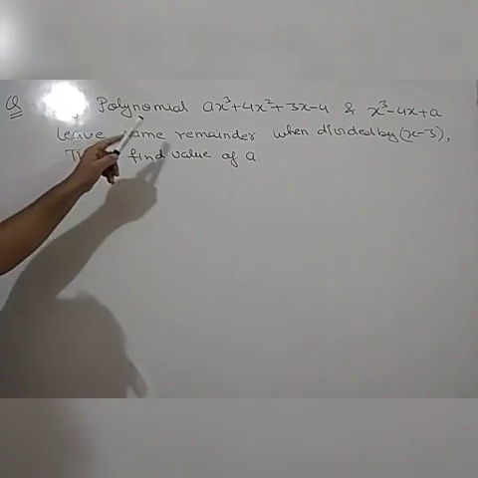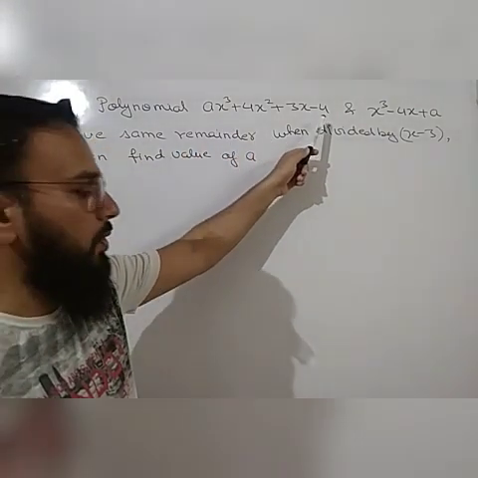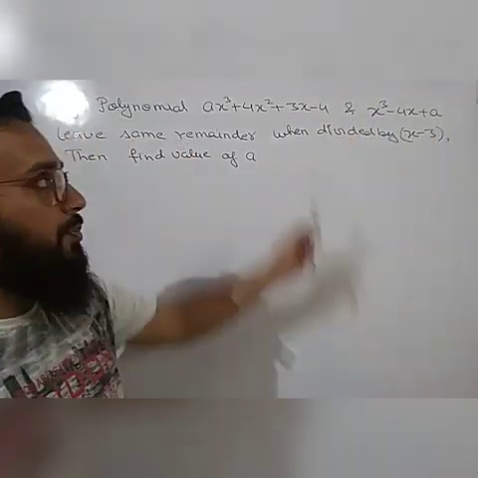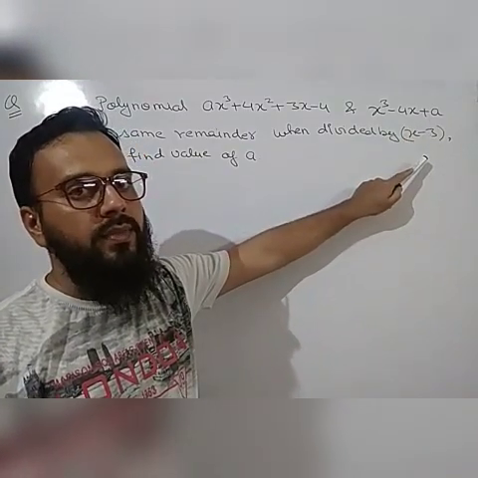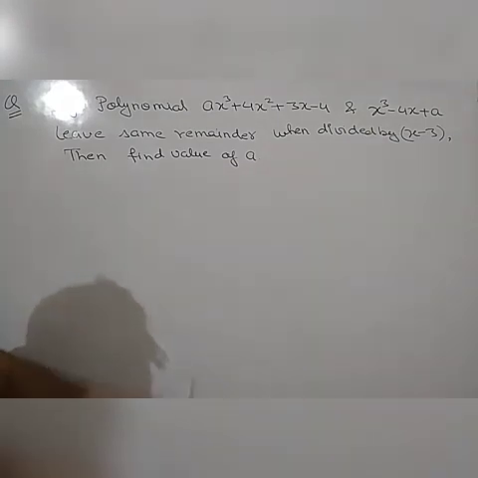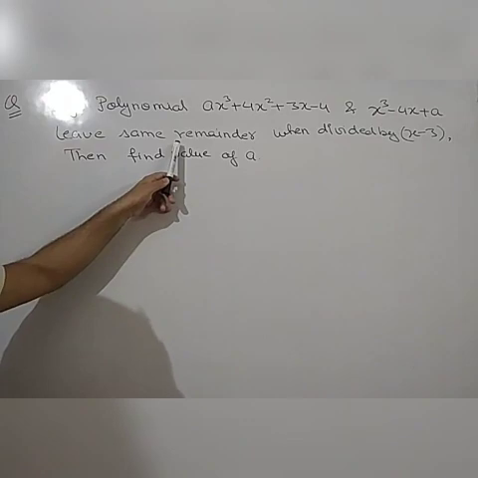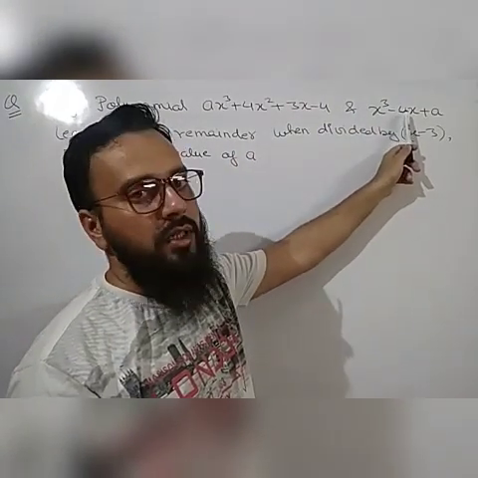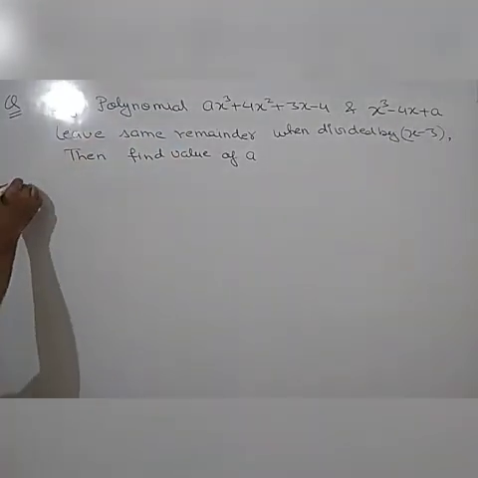We have given two polynomials. First one is ax cube plus 4x square plus 3x minus 4, and the second one is x cube minus 4x plus a. And both of these polynomials are divided by x minus 3. And we have to find the value of a, and we have given one more condition, that the remainders are the same. They leave the same remainder. It means the remainder of this polynomial and the remainder of this polynomial both are the same. Okay? So let us solve.